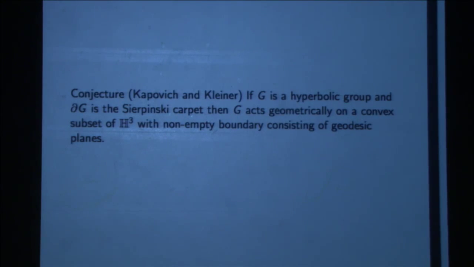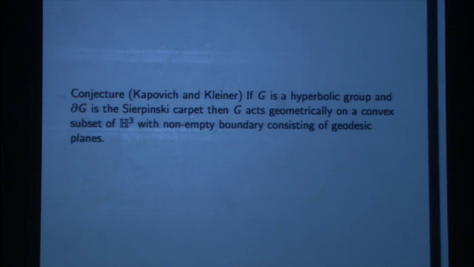So Kapovich and Kleiner have conjectured that if G is a hyperbolic group and the boundary is a Sierpinski carpet, meaning homeomorphic, then G acts geometrically on a convex subset of H3 with non-empty boundary consisting of geodesic planes. Okay, so it's exactly what you hope. This is a conjecture still.